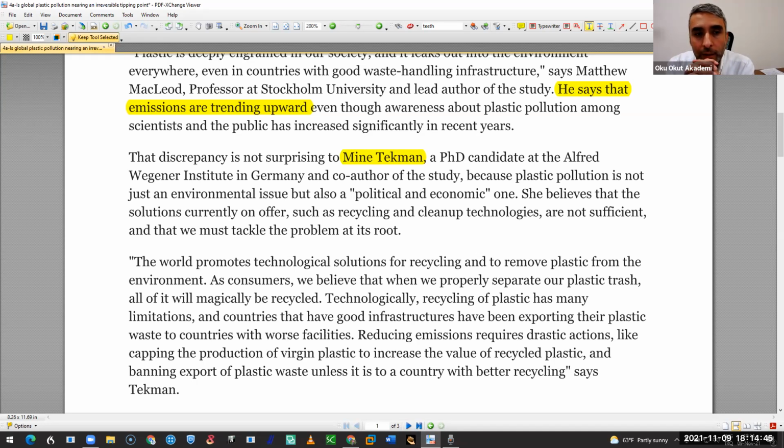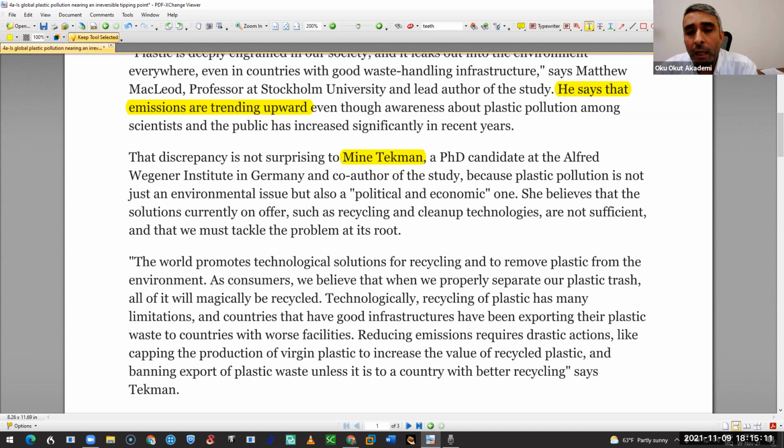Okay, so who is Mine in this context? Who is she? She is co-author of the study. Yeah, that's right. She's one of the members of the research team. And she's a student, right? Okay.